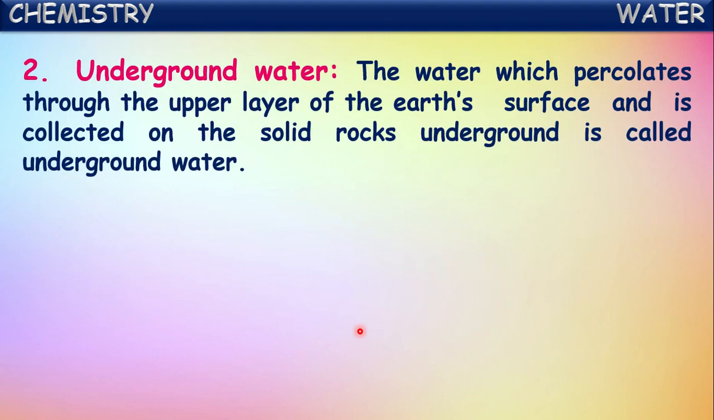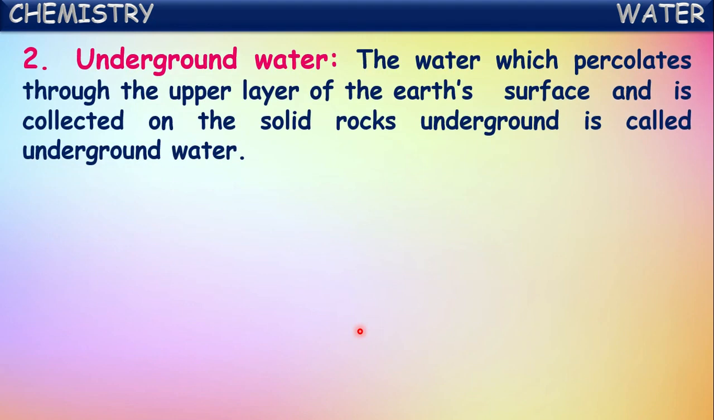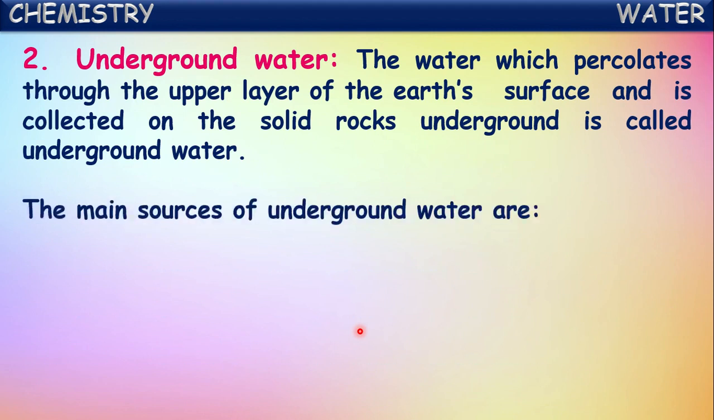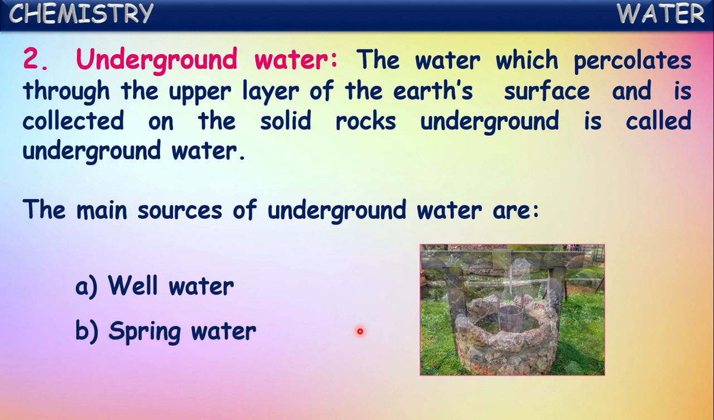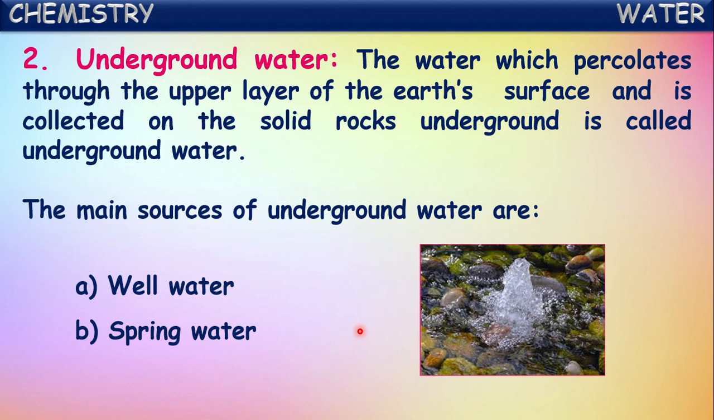Okay. Now let us see another source of water, that is underground water. The water which percolates through the upper layers of the earth's surface and is collected on the solid rocks under the ground is called underground water. This underground water also has two major sources. The main sources of underground water are well water and spring water. These two are the major sources of underground water. What are those? Well water and spring water.